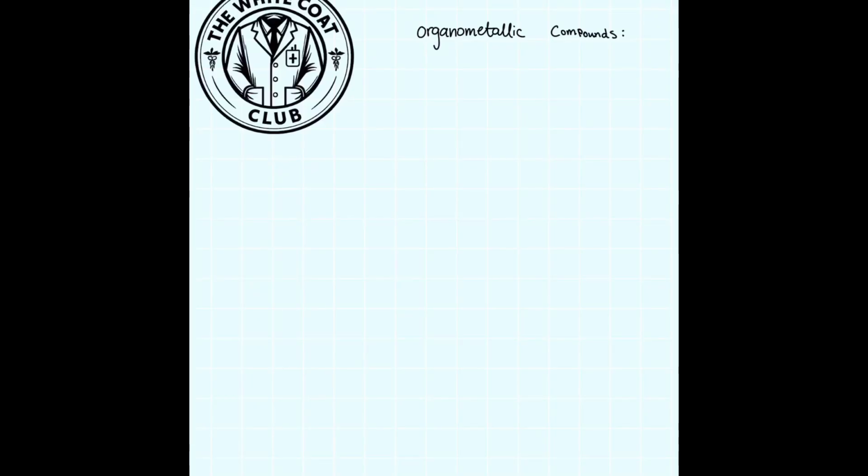Welcome back to our organic chemistry series, where I'll be teaching you about certain organic chemistry topics and how to effectively approach them. So today we're going to be talking about organometallic compounds, and as the name suggests, these combine organic compounds with metals, and their generalized formula is written like this: R connected to an M.